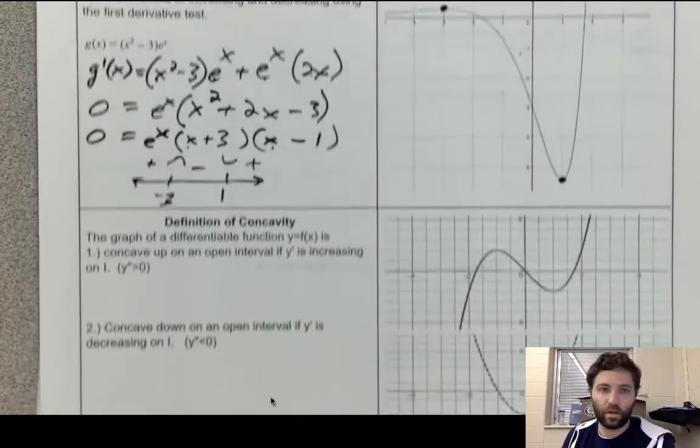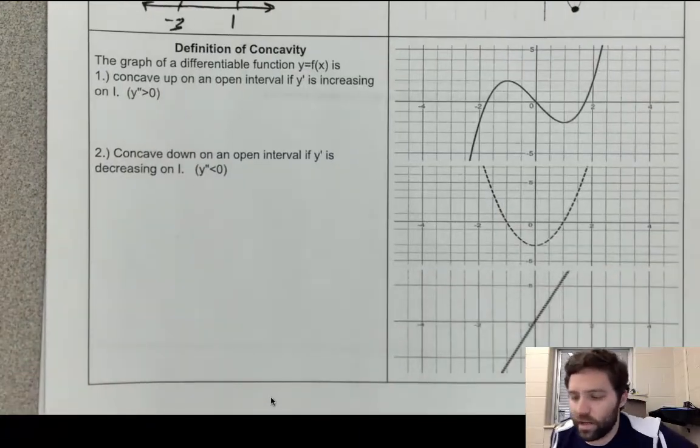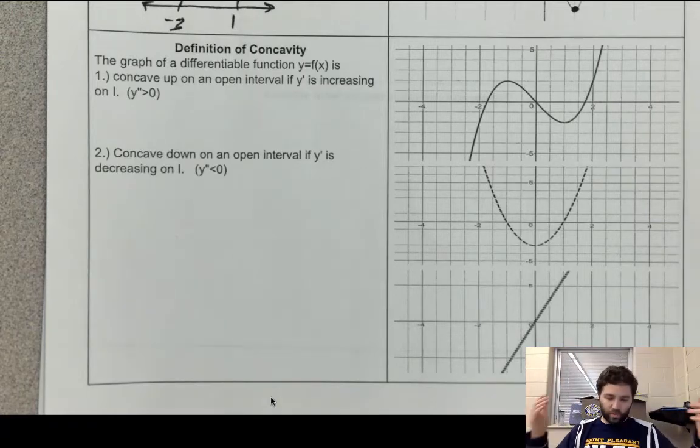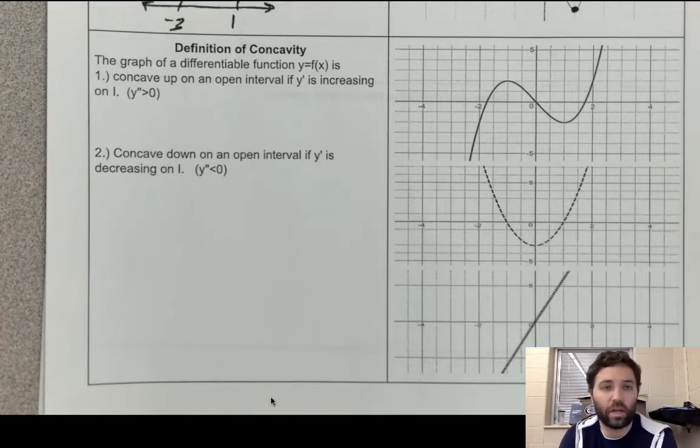Okay. All right, let's talk about concavity. Hopefully you watched the video where I explained concavity in what you might say is pre-calc terms. But here we want to use calculus to define concavity. All right, so the graph of a differentiable function y equals f of x is concave up on an open interval if y prime is increasing. So y prime is increasing on that interval.